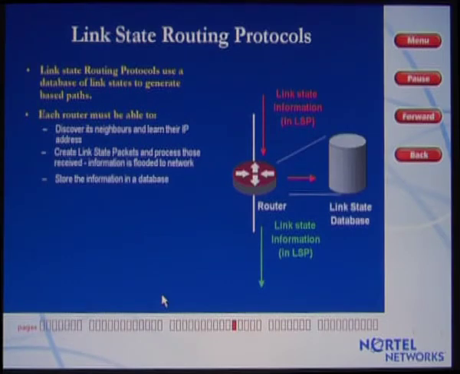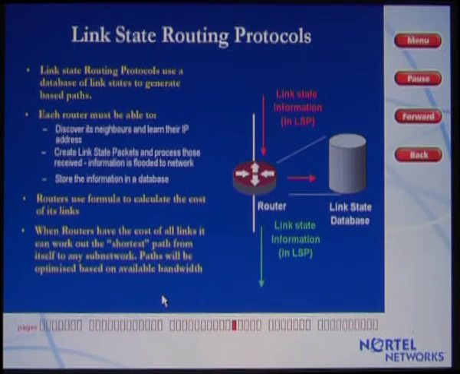Once it has received an LSP, a link state router must be able to store the information. This stored information is commonly referred to as the link state database. Using the information in the database, the router must calculate the shortest path from itself to any subnetwork in the internetwork. Using a formula, the router calculates a cost for each of its links. This formula may be based on different network criteria, such as available bandwidth or end-to-end delay. If a router has costs for all links in the network, it has sufficient information to calculate the shortest path from itself to any subnet in the internetwork.